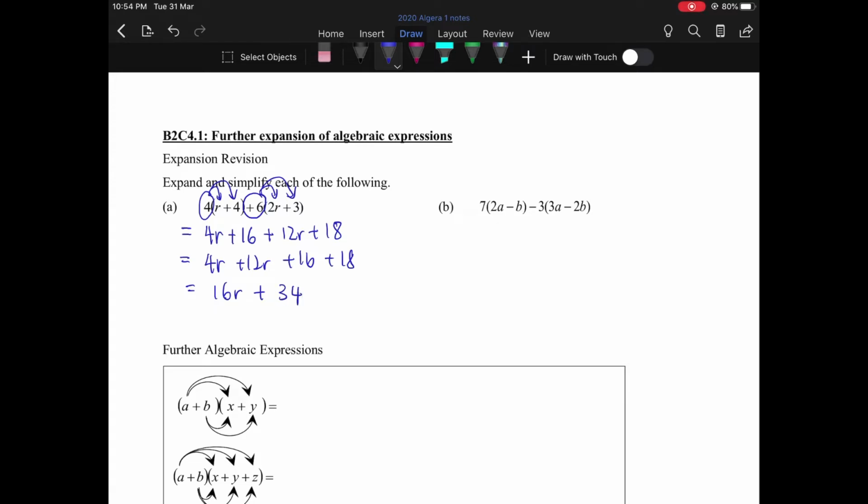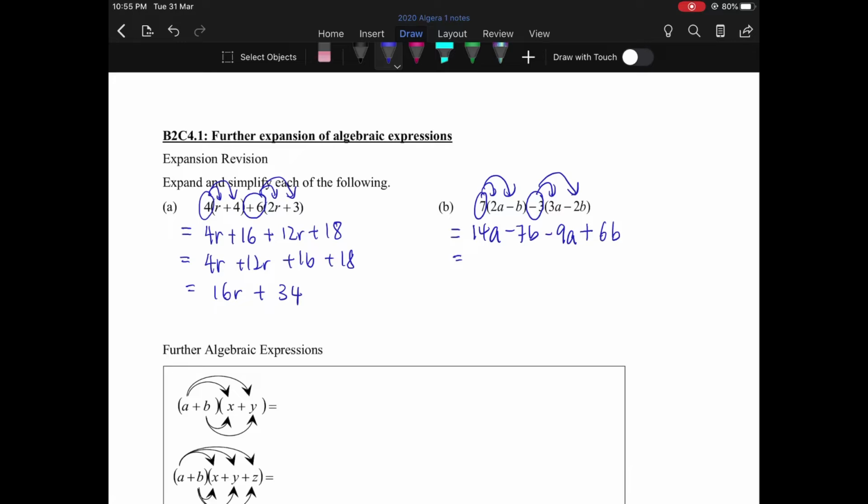Part B. Let's distribute 7 into the terms in the bracket. We will get 14a minus 7b. Next, we have to distribute negative 3 into every term in the bracket. Negative 3 times 3a, we get negative 9a. Negative 3 times negative 2b, we get plus 6b.